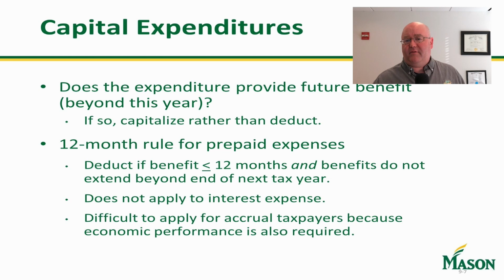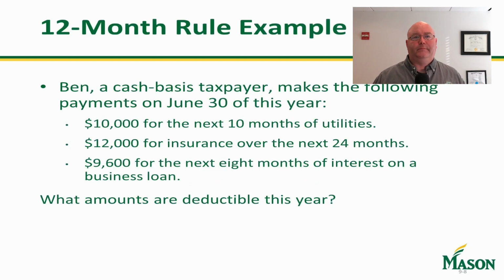So even if I have something where I could pay it off within 12 months, but the benefit goes for the next 24 months after that, then I'm going to have to capitalize. It does not apply to interest expense, and it's difficult to apply for accrual taxpayers. Accrual taxpayers, most likely they're doing this anyway, so they're not necessarily going to expense it immediately anyhow.